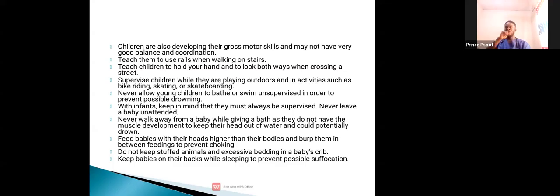Also teach them to hold your hand and to look both ways when crossing the main road or the street. Supervise children while they are playing outdoors and in activities such as bike riding. Never allow young children to bathe or swim unsupervised, in order to prevent possible drowning.